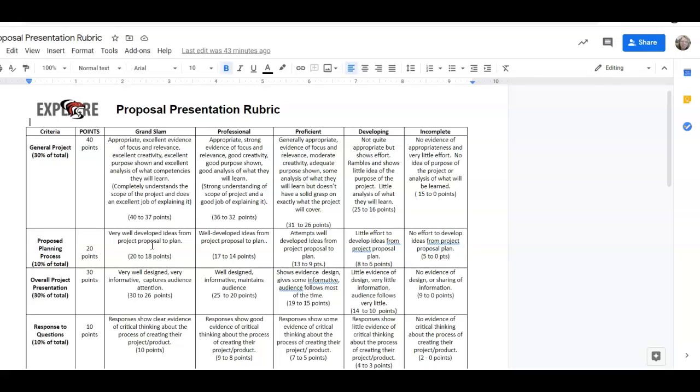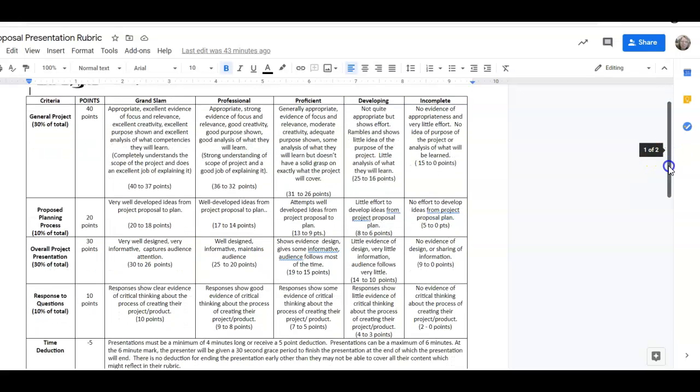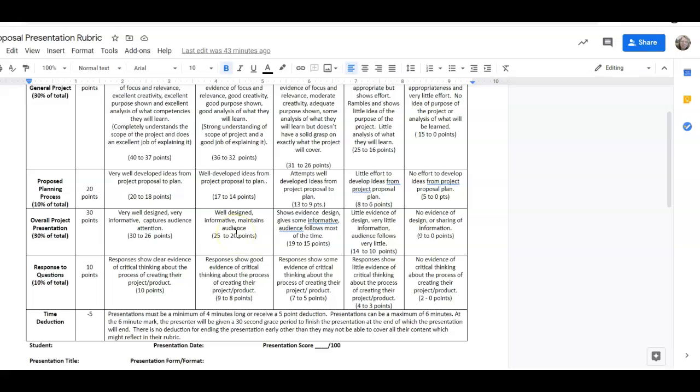They're looking at whether they have well-developed ideas from their proposal to their plan. So does this presentation match up to what they said they were going to do in their proposal? Are they getting it? Are they using their proposal to guide their project? Emily and Michaela both did very well at that, so I scored them very high on that. They were both well designed, just coming from a graphic design teacher. They were informative and they maintained their audience's attention. I don't know if they captured their audience's attention, so I docked them both just a little bit on that.